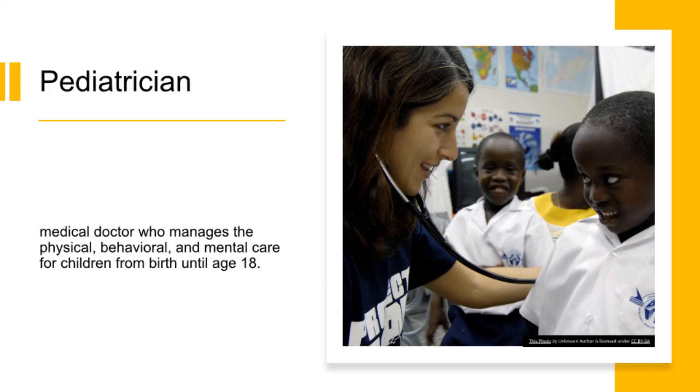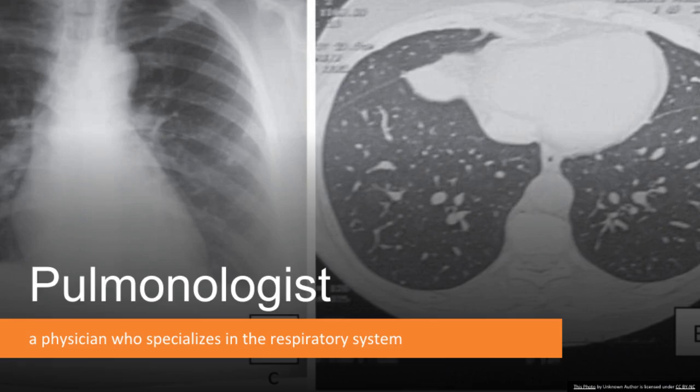A pediatrician is a medical doctor who manages the physical, behavioral, and mental care for children from birth until age 18. A pediatrician is trained to diagnose and treat a broad range of childhood illnesses, from minor health problems to serious diseases. A pulmonologist is a physician who specializes in the respiratory system, from the windpipe to the lungs. If your complaint involves the lungs or any part of the respiratory system, a pulmonologist is the doc you want to solve the problem. Pulmonology is a medical field of study within internal medicine.